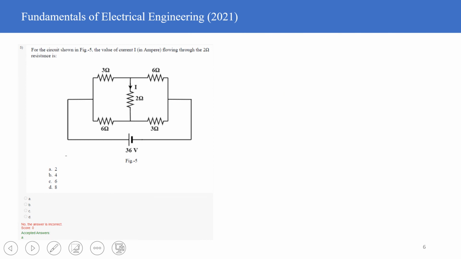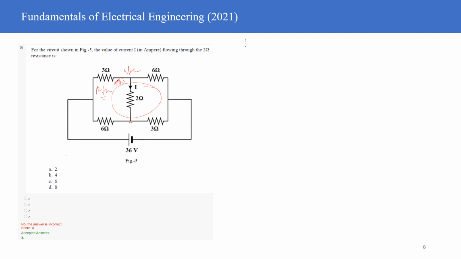For question number 5, the question is asking you to figure out the current which is flowing through the 2 ohm resistance, right? So again, you can treat this particular element as the Thevenin's element, and then you can figure out the Thevenin's voltage across it and the equivalent Thevenin's resistance looking from this point into this circuit, right? So you can figure out what is the R Thevenin, and then you can figure it out.